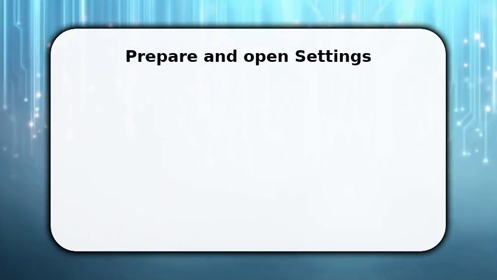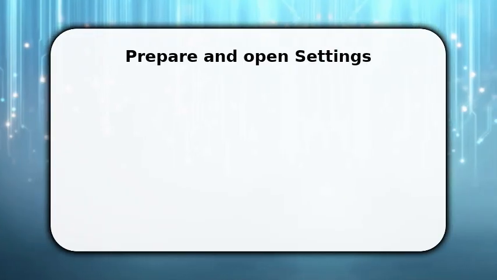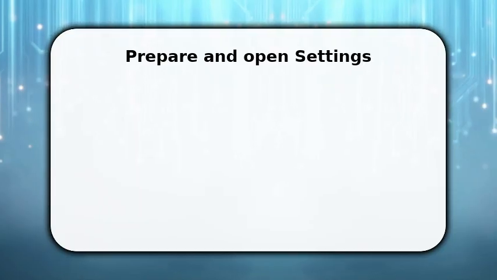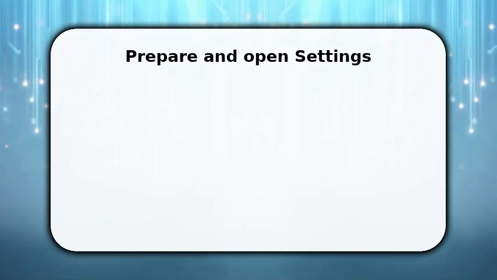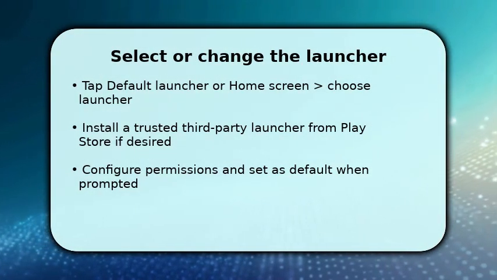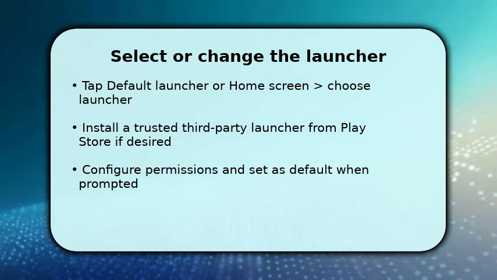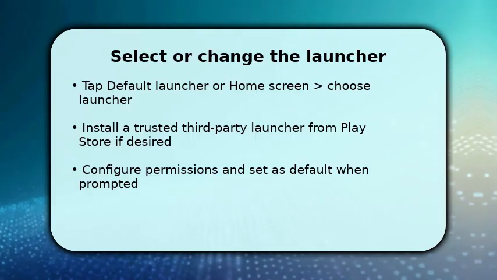Next, check whether you use the default launcher or a third-party launcher. If third-party is installed, note its name so you can switch or configure it properly. You now choose the launcher that defines your home screen. In Home Screen Settings, tap Default Launcher and pick either the system launcher or a third-party option.